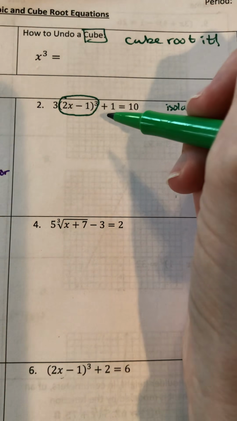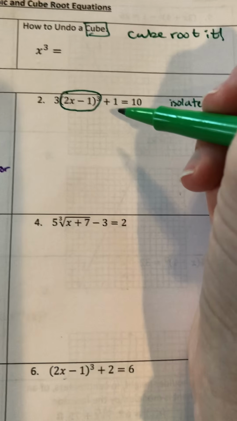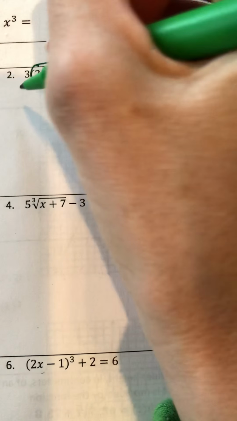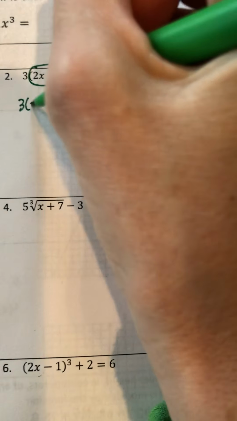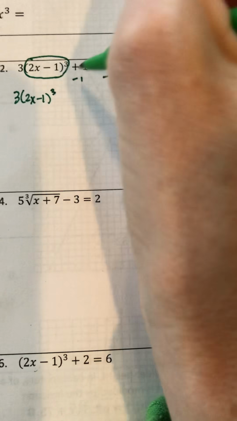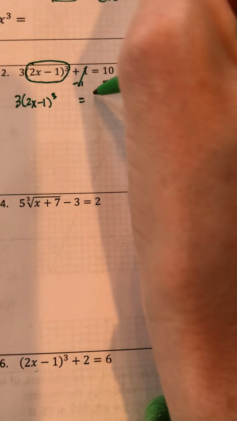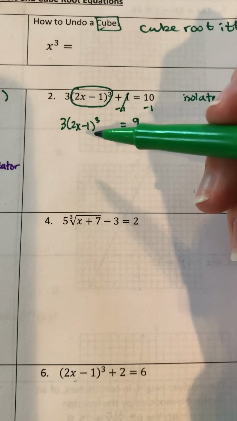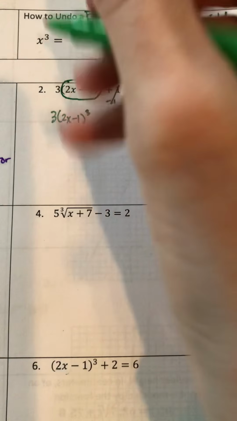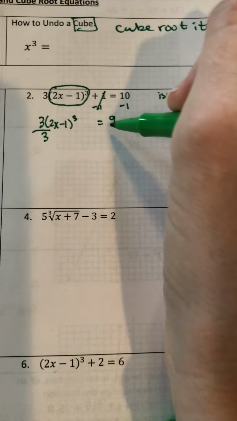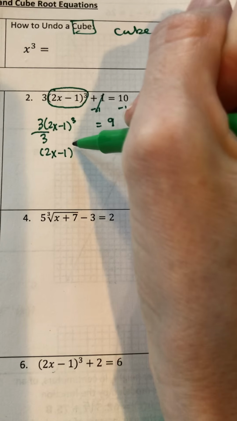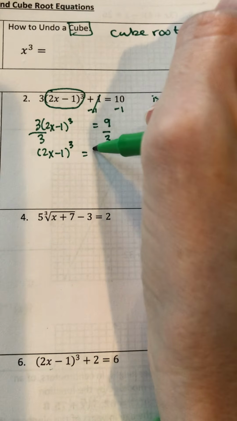So we would go ahead and do our minus 1 first. And we will have left 3 times 2x minus 1 cubed. That cancels, and it's going to be equal to 9. Now our parentheses still are not isolated. We would now need to divide by 3, so we're still isolating. We divide this side by 3, divide this side by 3. We'll be left with 2x minus 1 to the power of 3 equals 3.